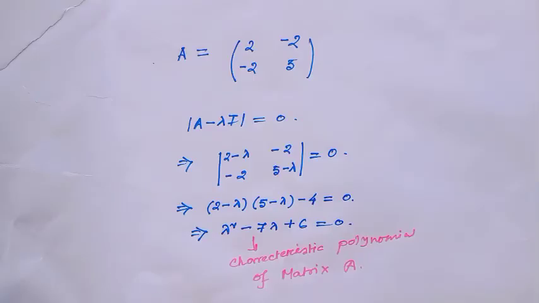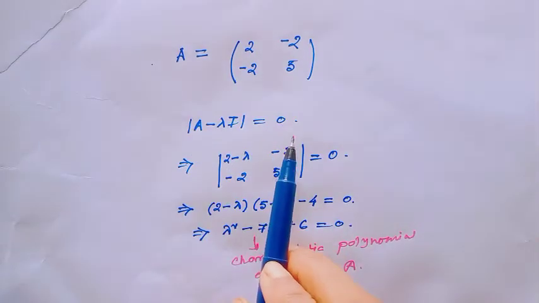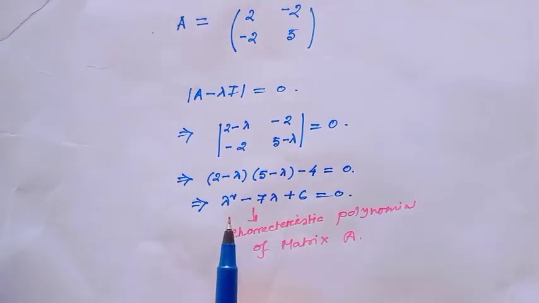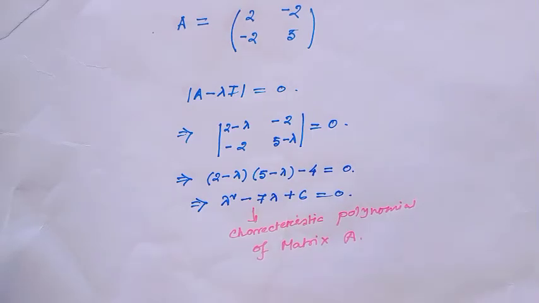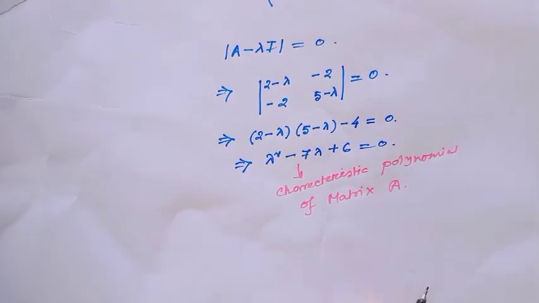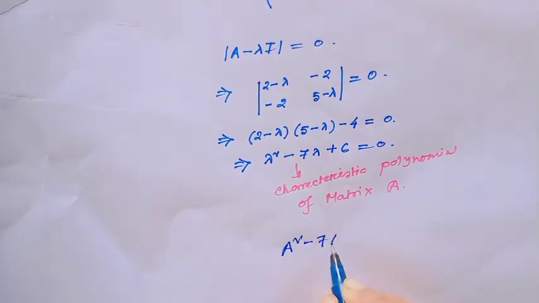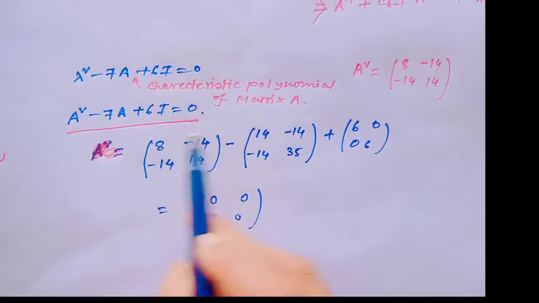As an example, consider the matrix A. Then the determinant of lambda I minus A equal to 0 is the characteristic polynomial, and this would be lambda square minus 7 lambda plus 6 equal to 0. This is the characteristic polynomial of the matrix A, and it will satisfy the Cayley-Hamilton theorem: A square minus 7A plus 6I equal to 0. Let us first verify it.